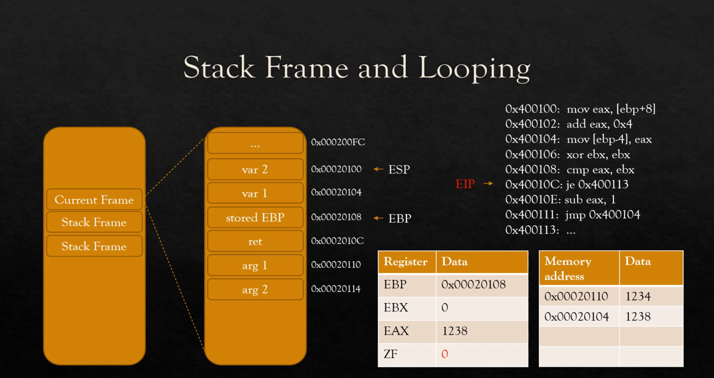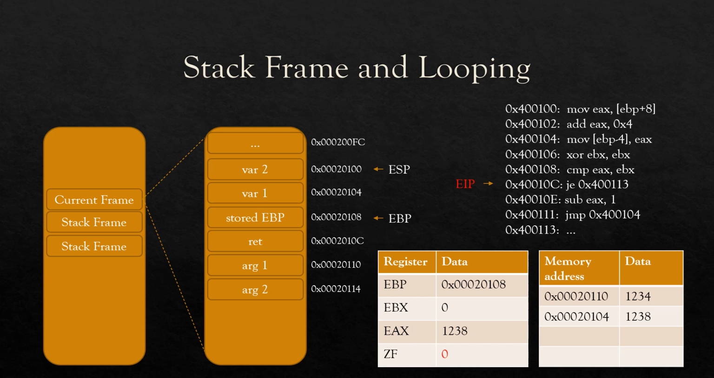If those two values had been equal, the zero flag would be set to 1, right? So EAX minus EBX, if they were equal, would equal 0, right? So 0 would be true. However, the zero flag is set to 0, so this next instruction, jump equals, right?